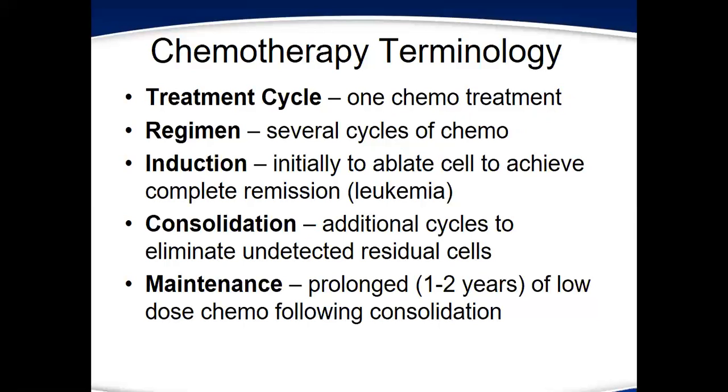Maintenance chemotherapy is prolonged administration of low-dose chemotherapy, usually 1 to 2 years in length, and this follows the completion of consolidation therapy. Okay, so those are the different terms: induction, consolidation, and maintenance usually go with chemotherapy, but there are some maintenance chemotherapies that are used for different cancer sites, which we will discuss this semester.